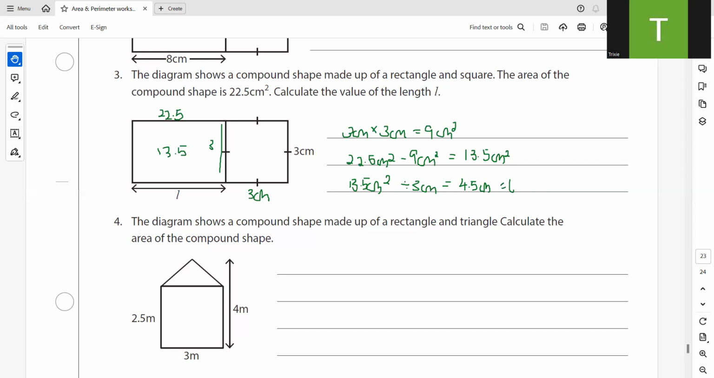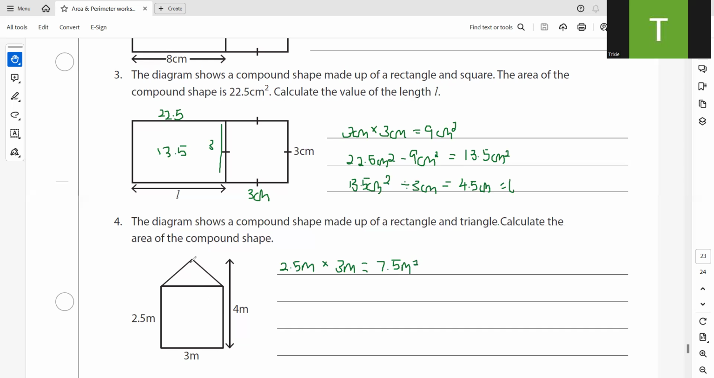Now question 4, the diagram shows a compound shape made up of a rectangle and triangle. Calculate the area of the compound shape. To calculate the area of the compound shape, firstly we need to calculate the square. Yeah, it's a rectangle, sorry. So take 2.5 meters, which is the height, times the base, 3 meters, and we'll get 7.5. So the area of the rectangle is 7.5 meters squared.